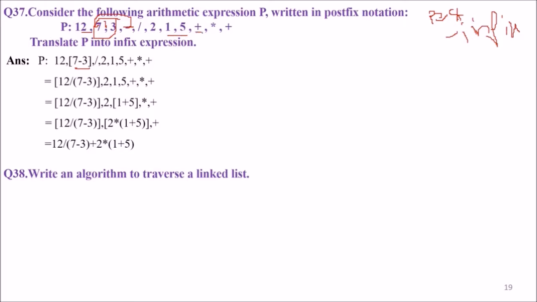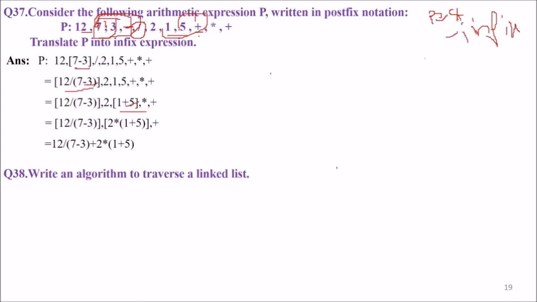Now 1, 5 has plus after it. So we'll take 1 and 5 and put plus inside. So first these two combinations will be made, 7 minus 3 and then 1 plus 5. Once these are made, then we'll see the order of precedence. This is divide. So first this will be done, so 12 divided by 7 minus 3.